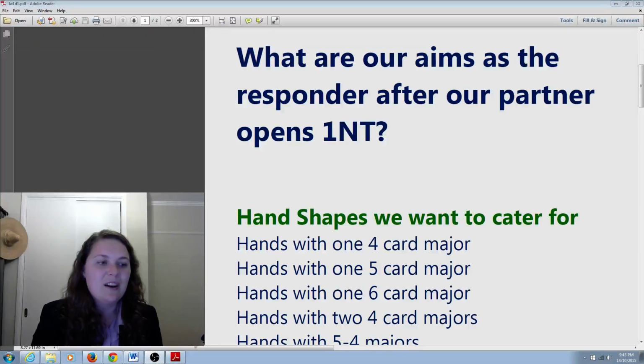Now what we're doing in this course is teaching you a fully comprehensive system of how to describe different hand patterns and shapes and point ranges after no trump openings. We're going to teach you a little bit about hand judgment in week 3, and lastly week 4 is going to be looking at coping with interference, so when the opponents get in the way after you open one no trump.